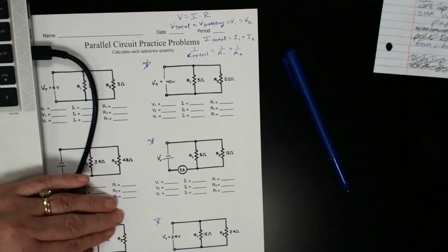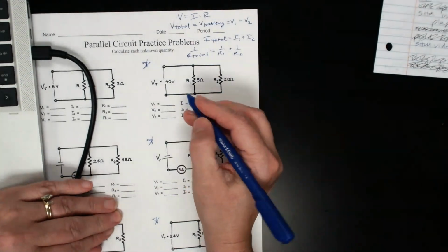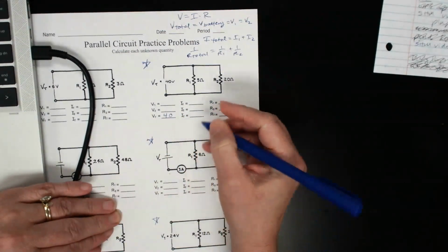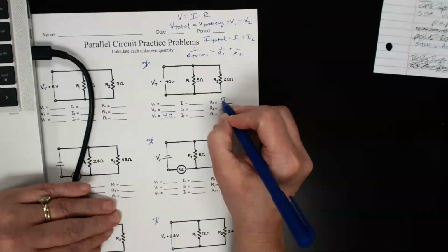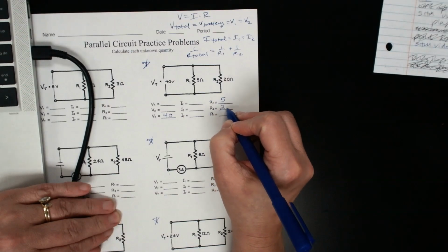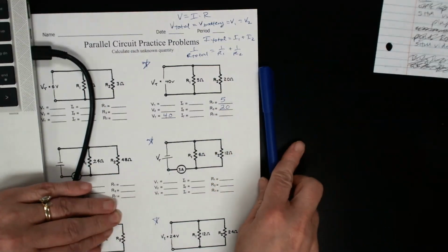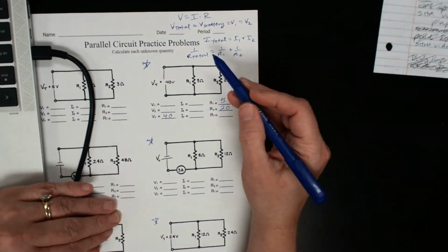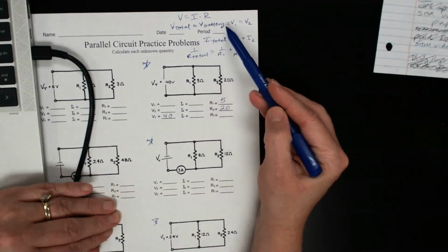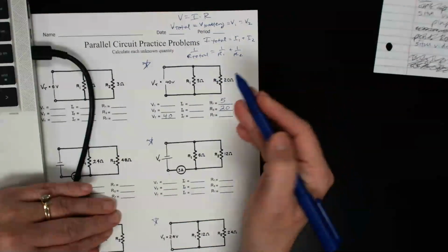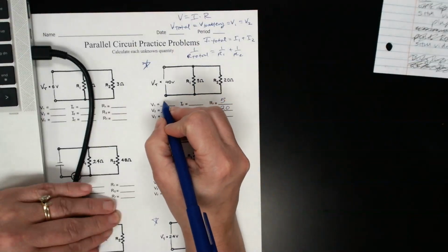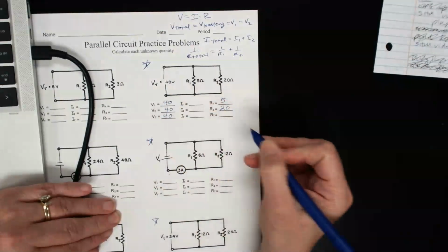Okay, so let's try this first one. We're going to write our givens down first. So we are given a total voltage from the battery of 40 volts. We're given a resistor 1 value of 5 ohms and a resistor 2 value of 20 ohms. Okay. So we're going to look at our rules. We see that for parallel circuits, voltage is all equal. So my voltage for each of my branches is going to be the same as my total for my battery. So I can put 40 and 40 here.